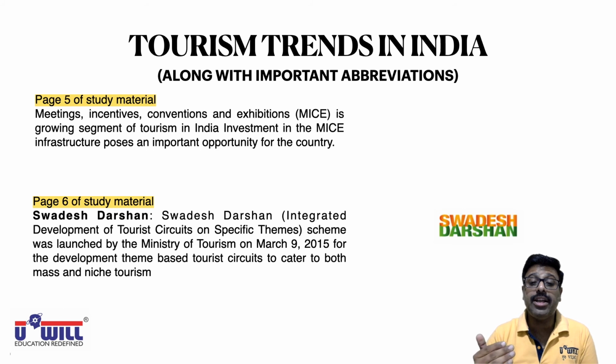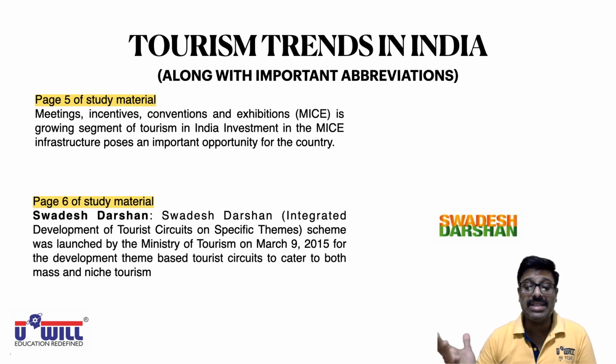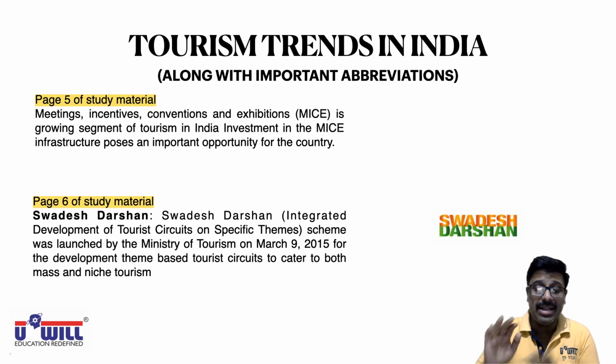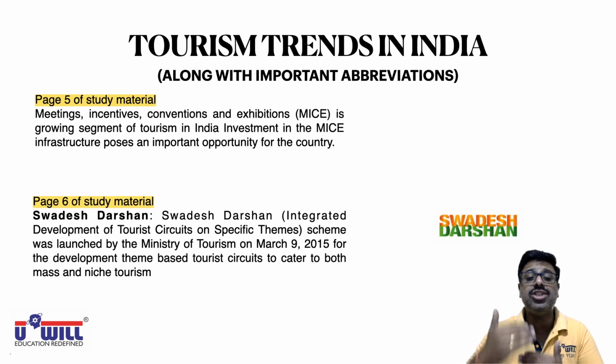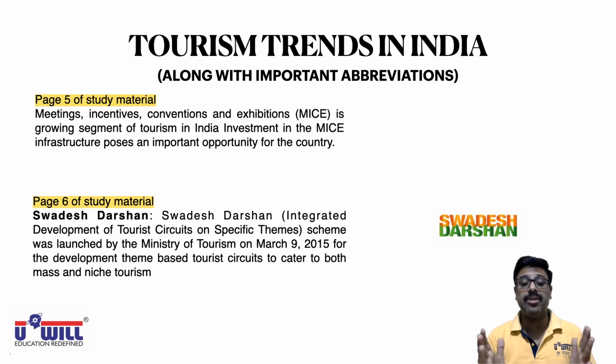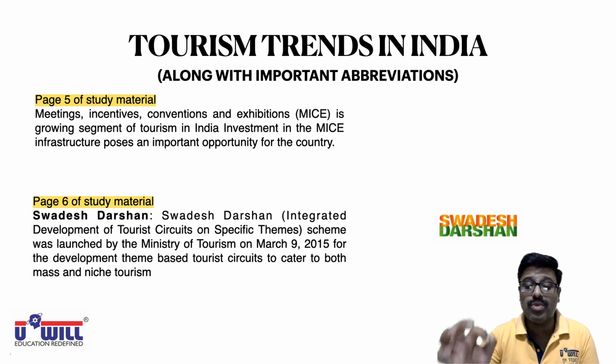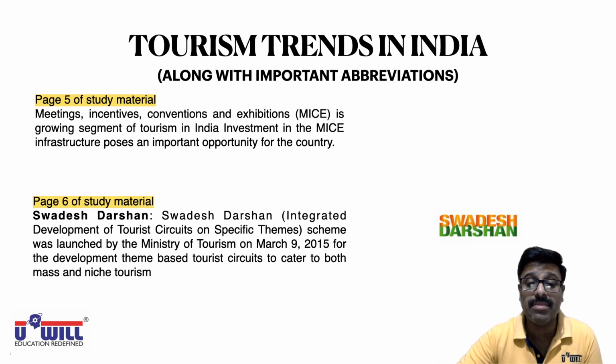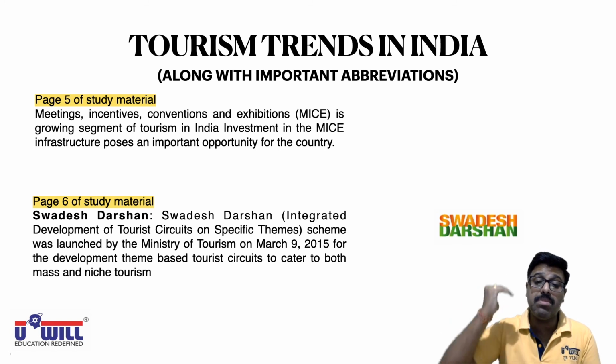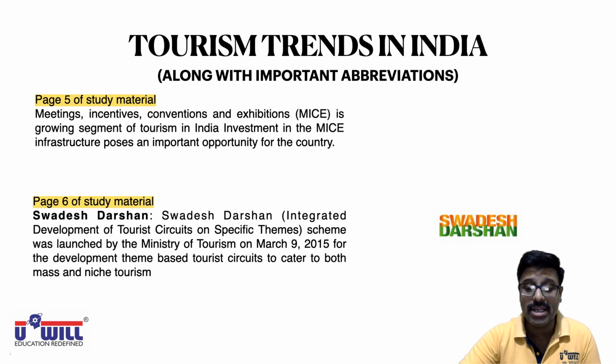Kutch nahi dekha, to kuch nahi dekha. What was that? That was a tourism circuit developed in the Kutch area of Gujarat, and several such initiatives have been developed in Himachal, Uttar Pradesh, Uttarakhand, and several other parts of the country, Madhya Pradesh also. So this scheme was launched by the Ministry of Tourism on March 9, 2015 for the development of theme-based tourist circuits, underline this main point, to cater to both mass and niche tourism. Niche means premium. To cater to the premium tourism of the country, they started this Swadesh Darshan.